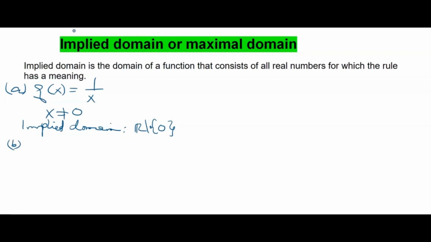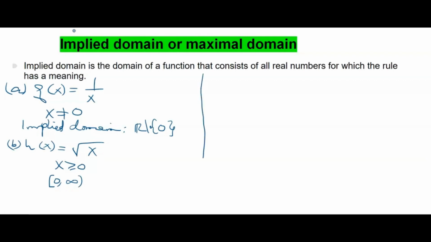Alright, now let's look at another example on this concept of implied domain. So let's say you have h of x equals the square root of x. So everything that's under the square root sign has to be either 0 or greater than 0. So let's solve that. So x cannot be less than 0, so the square root of a negative does not exist. So my implied domain will be 0 to positive infinity.